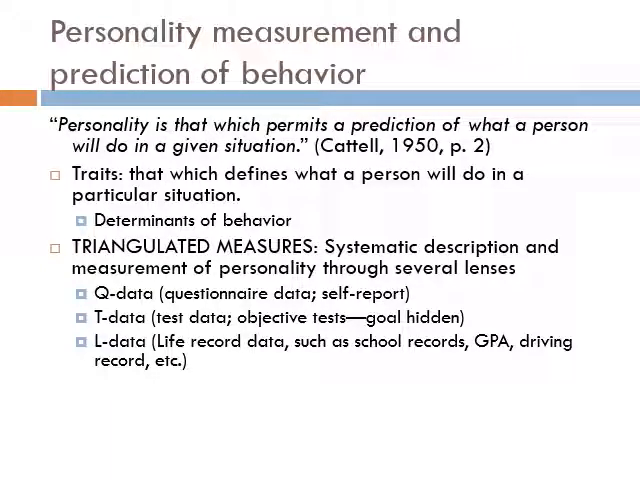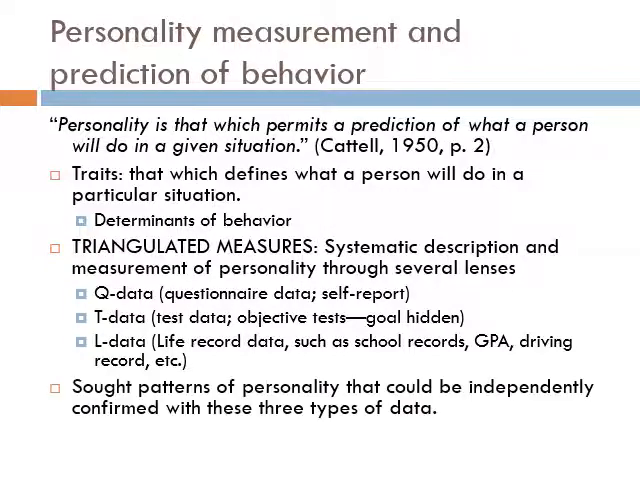And then we could look at life data, like do they pay their bills on time? How often were they late for school? And things like this might be life data that would also corroborate the self-report and test findings on a trait of conscientiousness. And those are called triangulated measures, using several data points to get at the same construct. He also sought patterns of personality that could be independently confirmed with these three types of data.